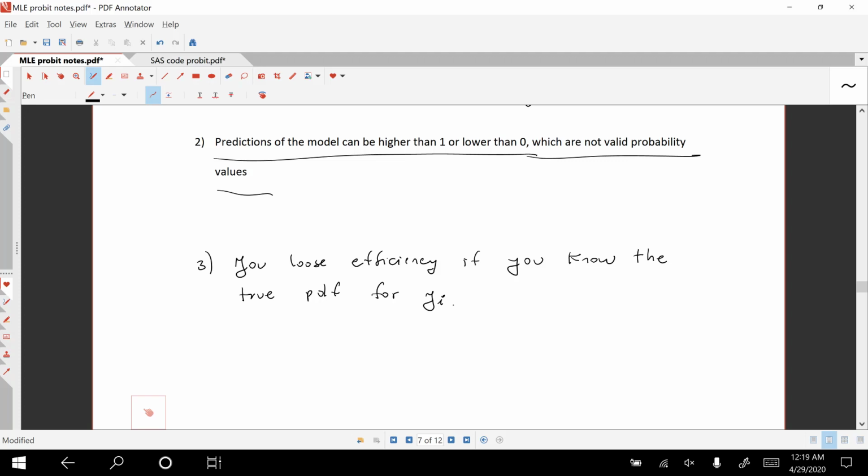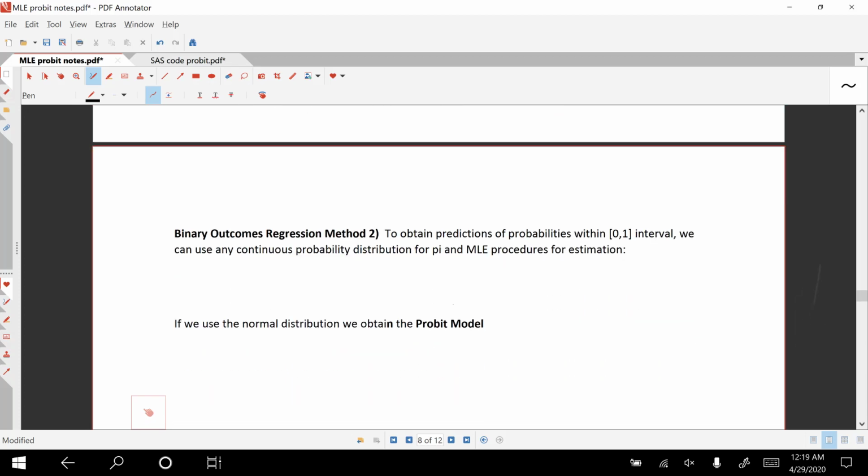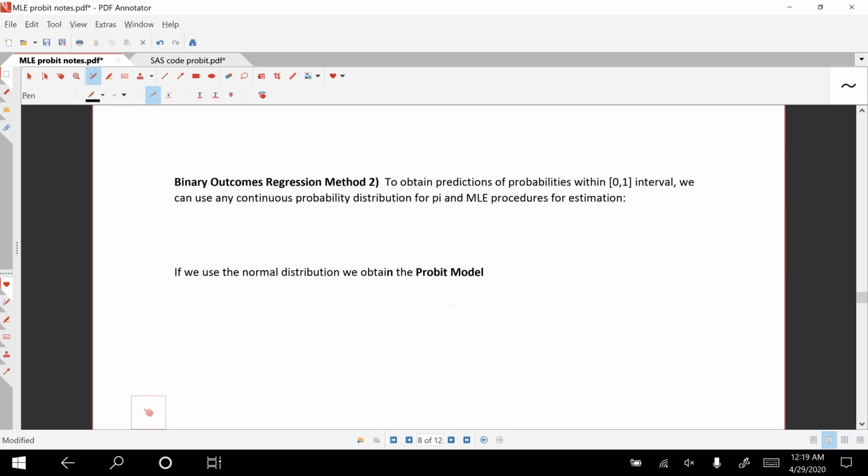Okay, so if that's the case, now let's look at the second option. Let's see what other models we can consider.